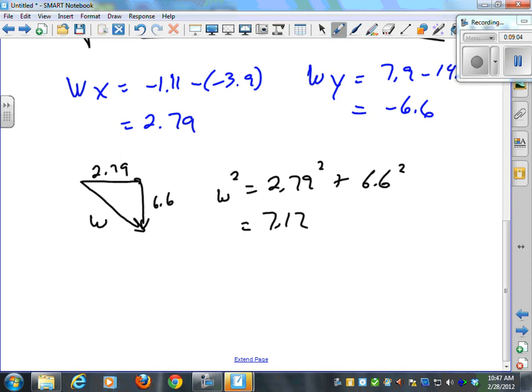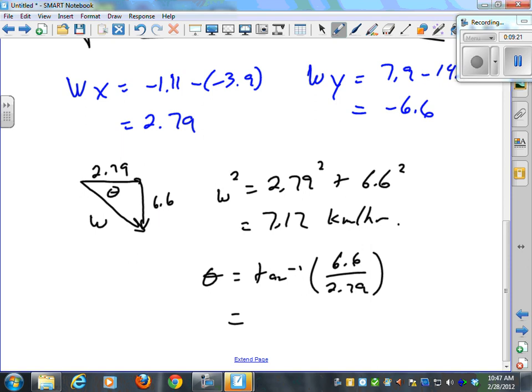7.17 kilometers per hour, and the wind has to have an angle. So that's going to be 6.6 all over 2.79. Take the inverse tan of that. And you get 67 degrees. And that's going to be east, 67 south.